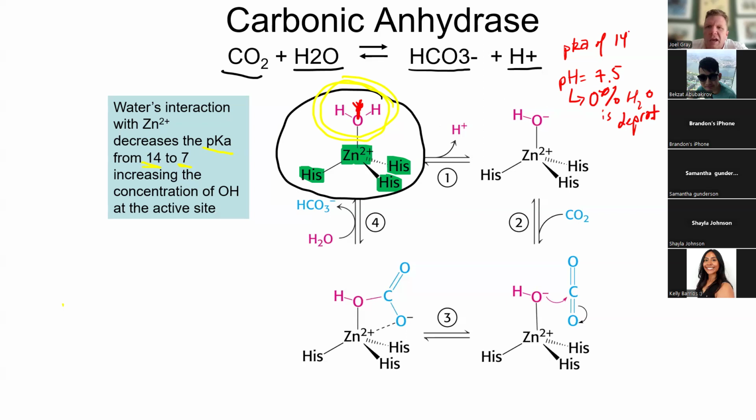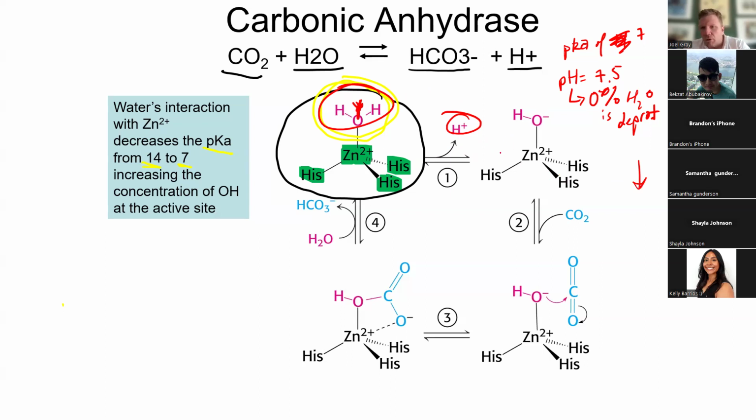Now, if that pKa drops from 14 down to 7, and the solution's pH is at 7.5, that's an instance where our pH is greater than our pKa. So this water molecule is going to lose this proton. When it loses that proton, what's going to happen to the pH of our environment? It's going to go down. That's one thing that's worth noting.